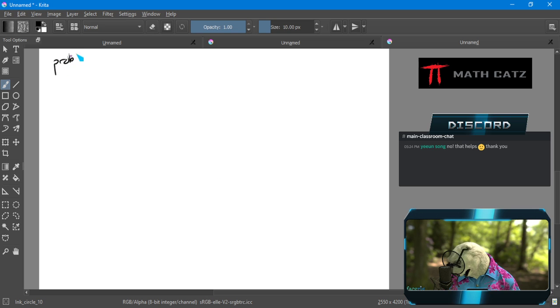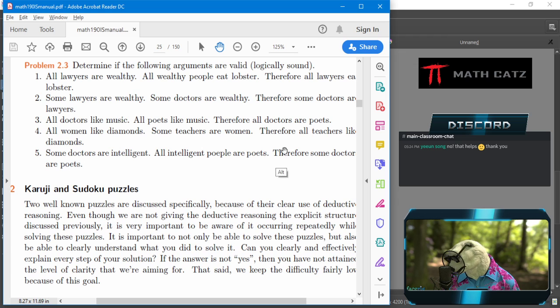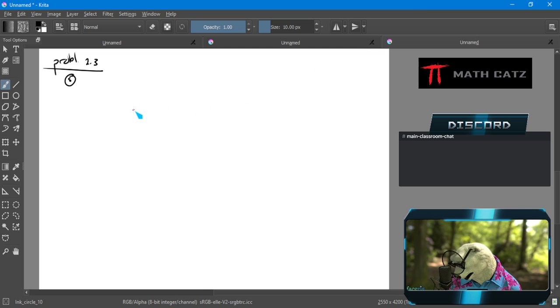So we're doing problem 2.3, number 5. Okay, so we're going to have a lot of structure here. We're always going to have 3 sentences. We're always going to have 3 groups, 3 circles, making it easier. In general, this is a hard question in general. But for our purposes, we keep it nice and contained. Some doctors are intelligent. So I have doctors, and I have intelligent people, and a some statement is an overlap.